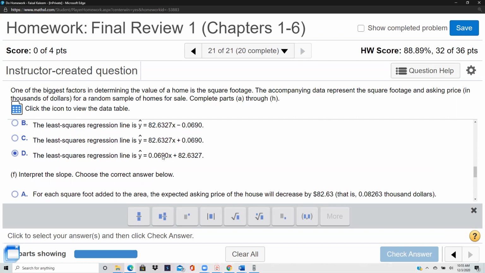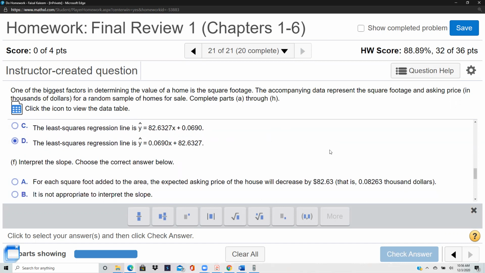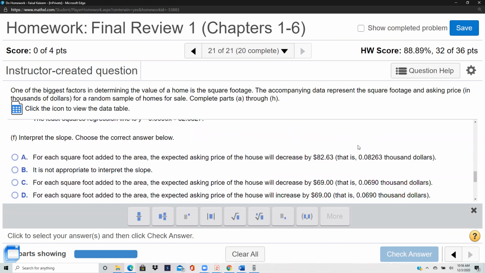0.069. And it's in thousands. See, they say it's in thousands of dollars. So 0.069 thousand means you shift the decimal place 3 units to the right. So it's actually $69. So it's telling us that the change in price will be $69 for each extra square foot. Which makes sense, right? You add 1 square foot, you add $69 to the price. Okay, so which one is it?